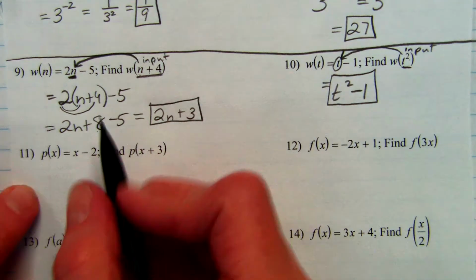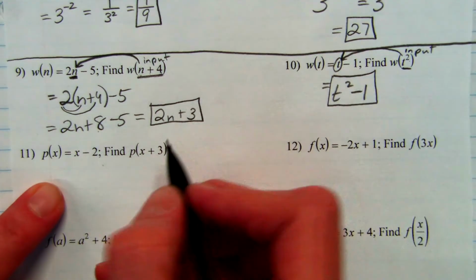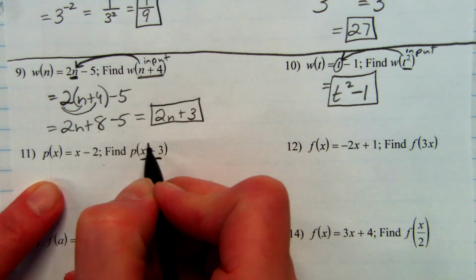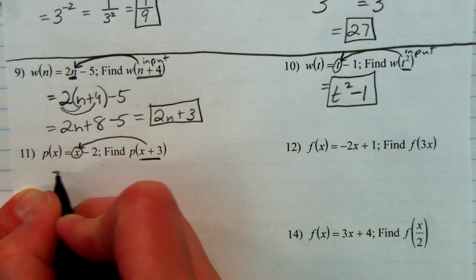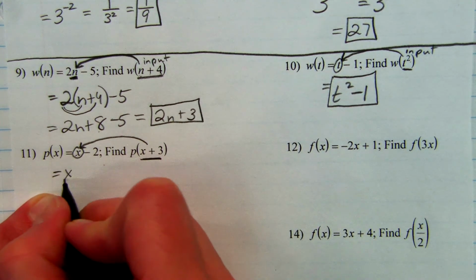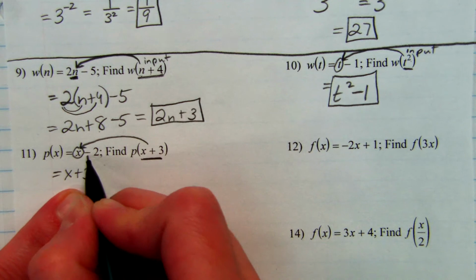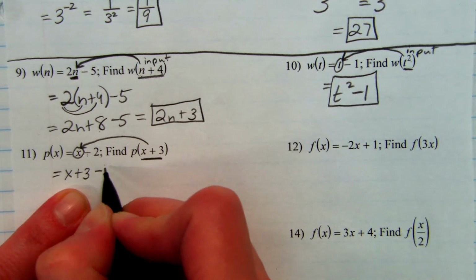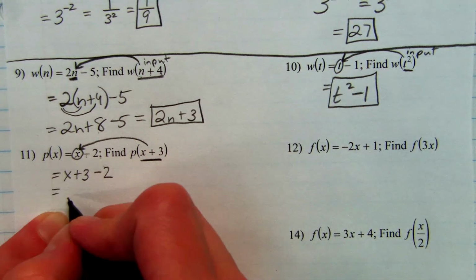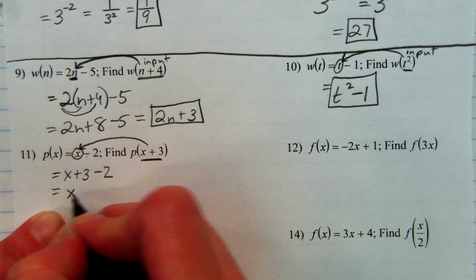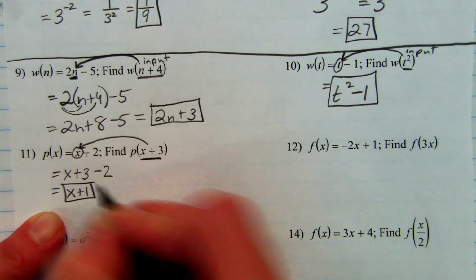All right, on number 11, this whole thing is my input that's going to go in where the x is. So I'm going to take x out, and I'm going to replace it with x plus 3. And then I still have minus 2 on the end. So we can simplify that one a little bit. 3 minus 2 is 1. So we get x plus 1.